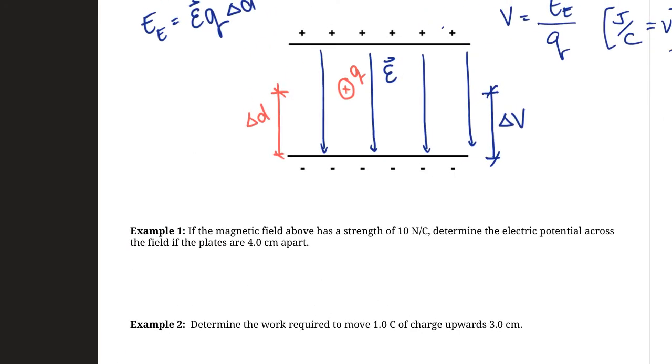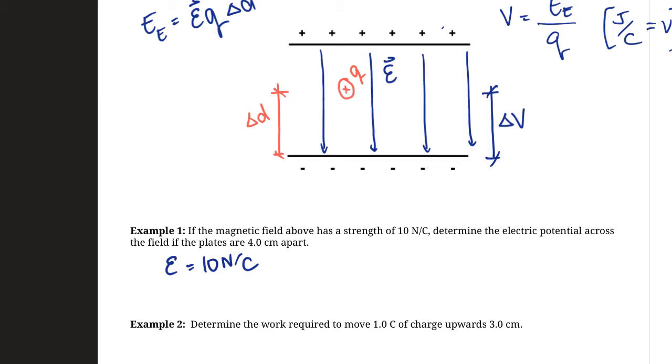If the electric field above has a strength of 10 newtons per coulomb, determine the electric potential across the field if the plates are 4 centimeters apart. So what we know right away is that the field strength is 10 newtons per coulomb, and that's going in a downwards direction as defined by where the positive plate and the negative plate are. So we know that that's 10 newtons per coulomb.